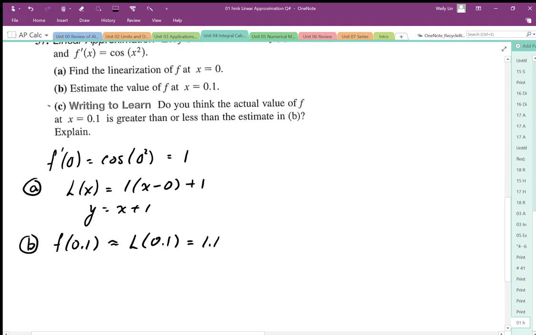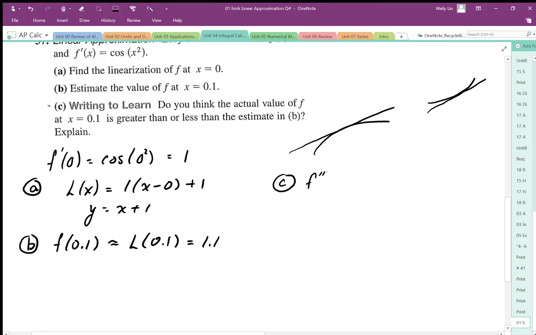Part C says, do you think the actual value of f at 0.1 is greater or less than the estimate in B? So what I can do is I can use the property that if it is concave down, the linear approximation is going to be above. And if the graph is concave up, the linear approximation is going to be below. So I want to know what the concavity looks like.